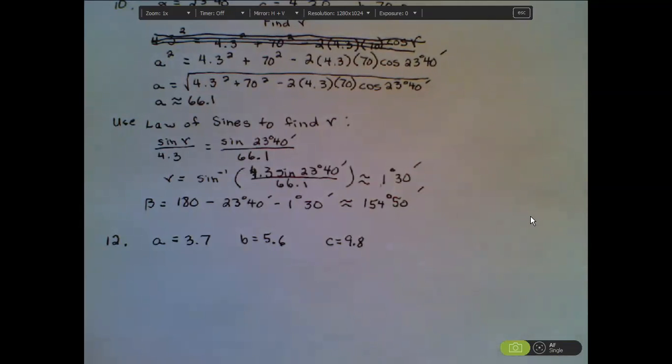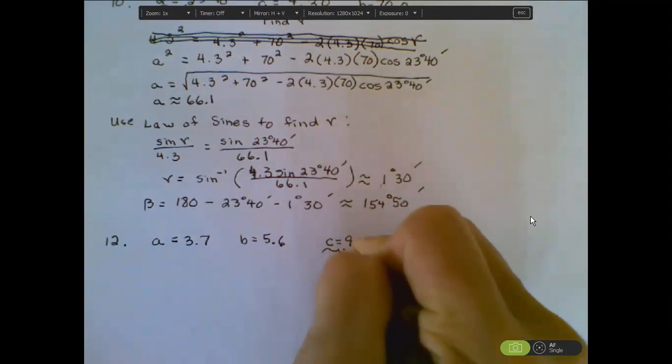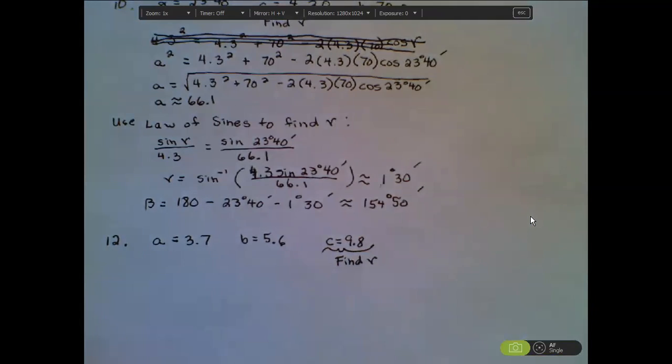What's the longest side? C. So the angle opposite the longest side would be gamma. Alpha is always the angle opposite A. Beta is always the angle opposite B. Gamma is always the angle opposite C, except for the problems in my math lab.